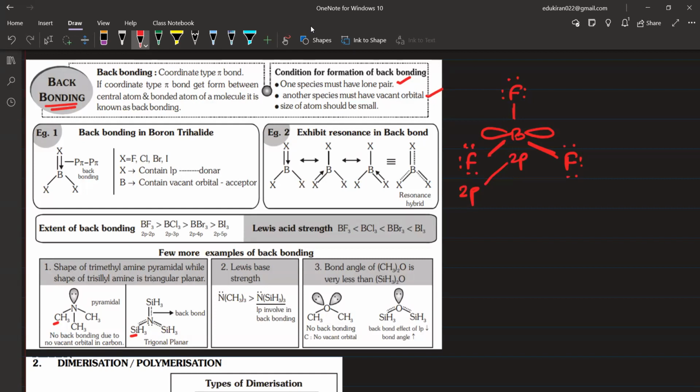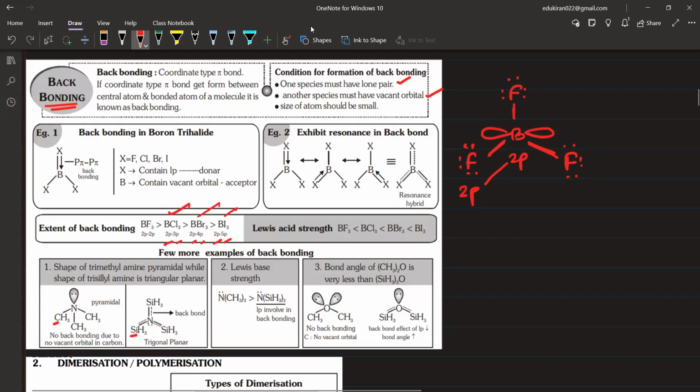As we go from BF3 to BCl3, I will have 2p, 3p. Then BBr3 will be 2p, 4p, and BI3 will be 2p, 5p. And that is what is going to happen. The extent of back bonding is going to decrease because of poor overlapping between the 2p subshell of boron and the subsequent subshells of halogen atoms.